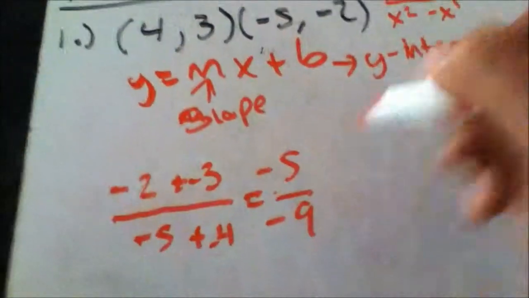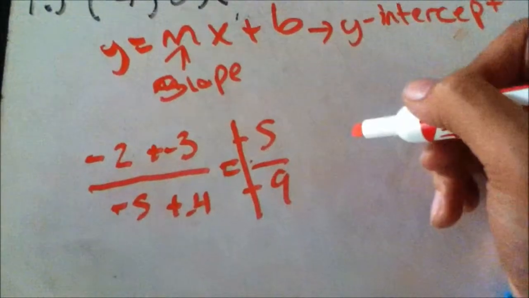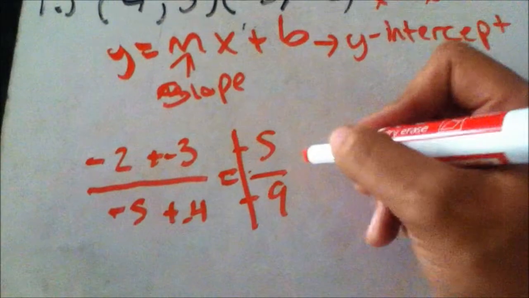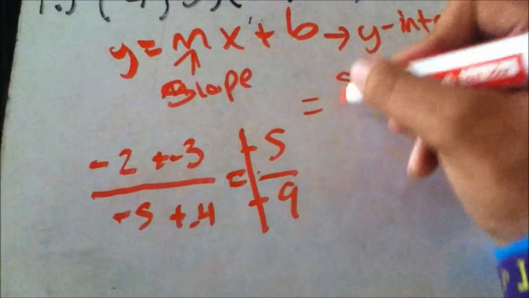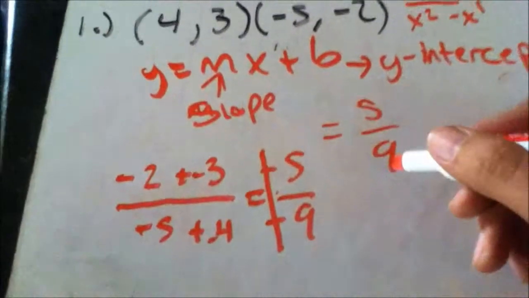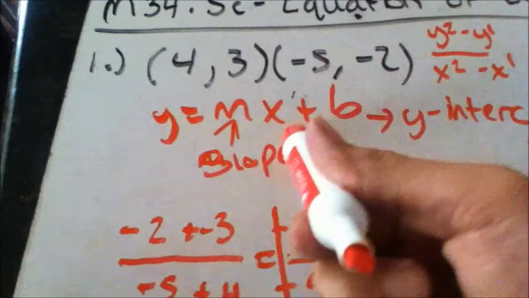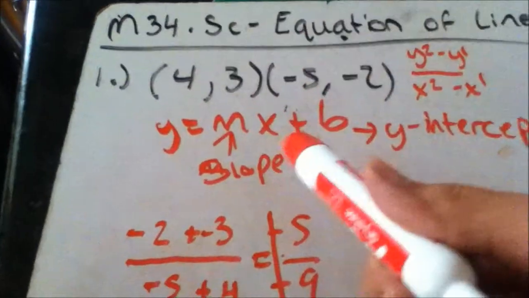Don't get caught up right here. This does not make this a negative. Both negatives cancel out on both sides. Therefore, you're going to get a positive 5 over 9. That gives you a slope of 5 ninths. When we plug this in, we still are missing the y, the x, and the b. Well, specifically the b. We don't worry about the y or the x.